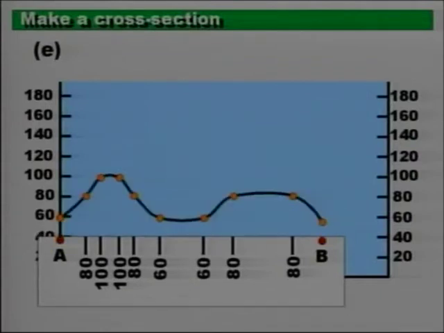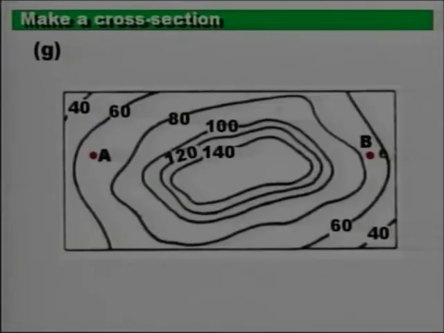Okay, you connect the dots, you check, this is what your cross section should look like. Don't forget the title, X's to be labeled. Okay, we move on to the last one. Okay, the last one then.